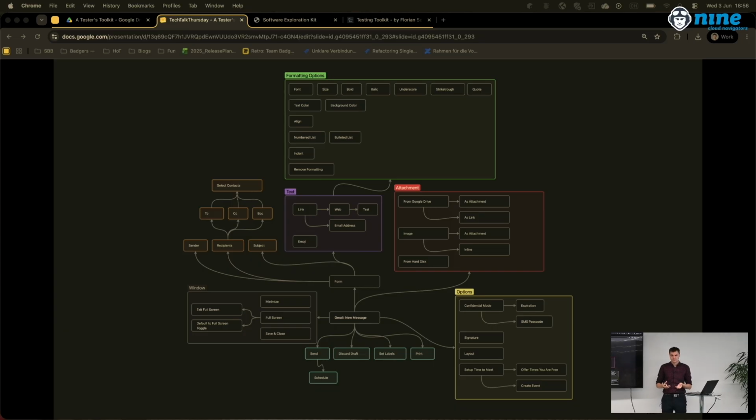And it gives you a structured approach because you know what you have already covered, what you have already discovered and created, and what not.